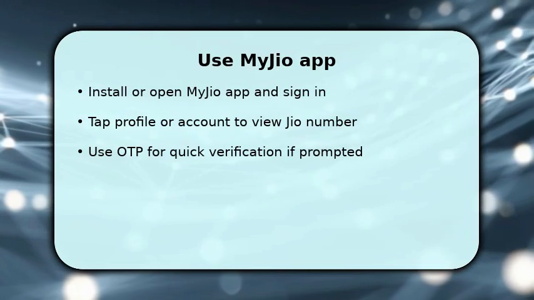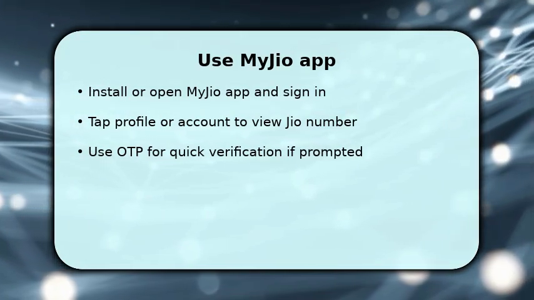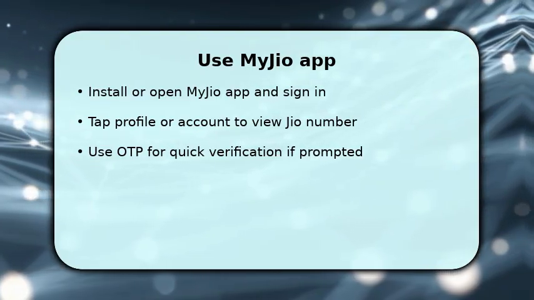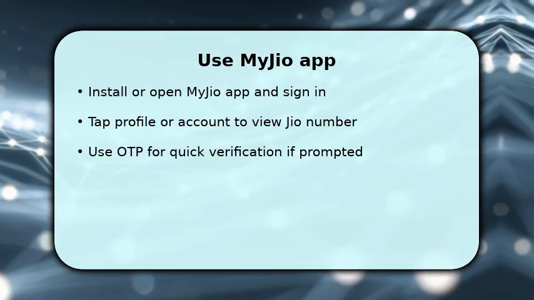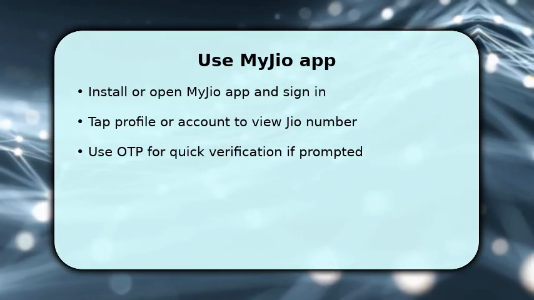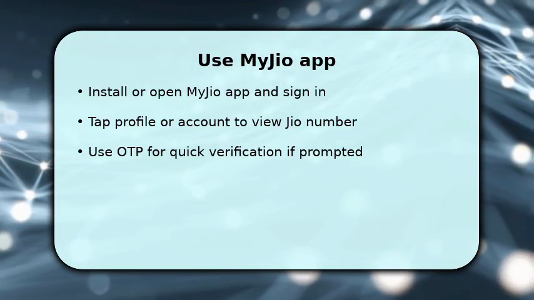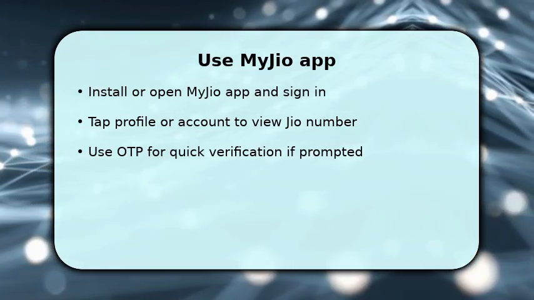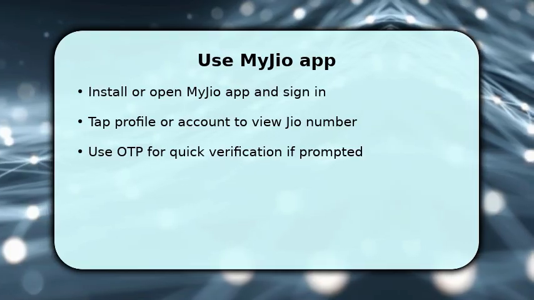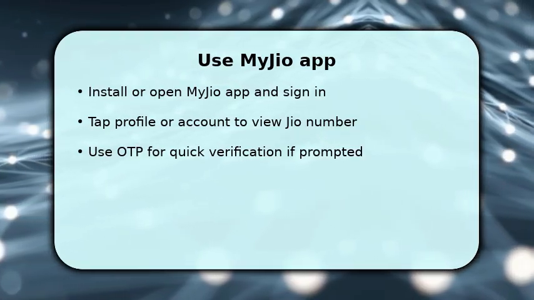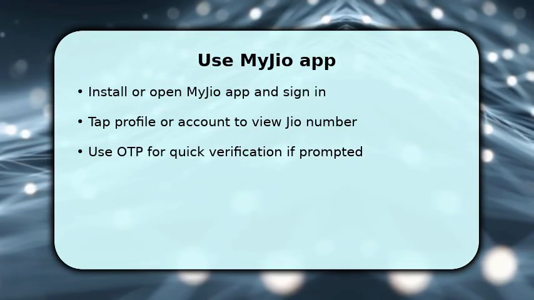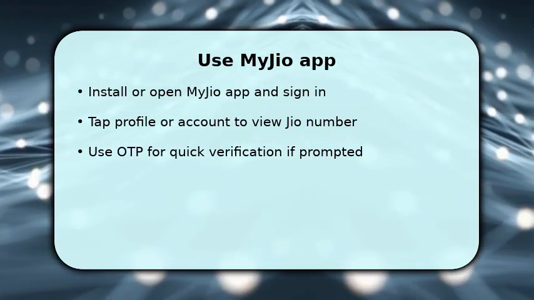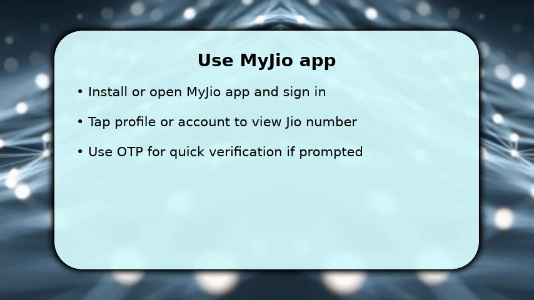You now use the MyGeo app to retrieve the number quickly. Open or install MyGeo, sign in with the Geo number or register using the SIM. If asked, request an OTP to verify the SIM instantly. Once logged in, tap Profile or Account to display your active Geo number and plan details. This is the most reliable method because it reads carrier records. If you used a different login, use the in-app link to switch accounts and confirm the SIM's number.